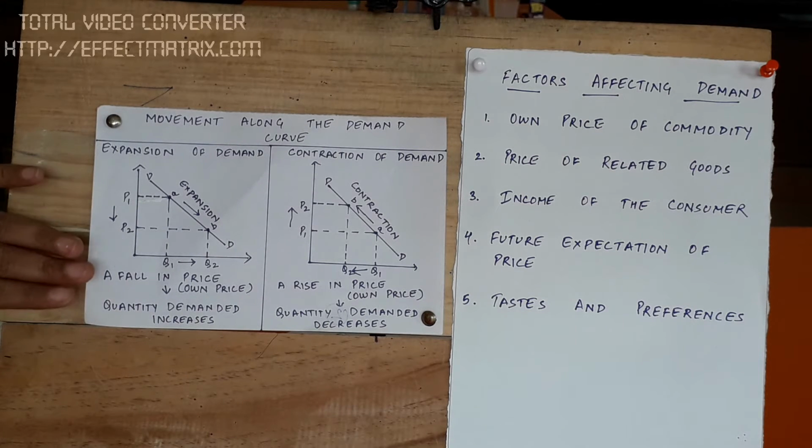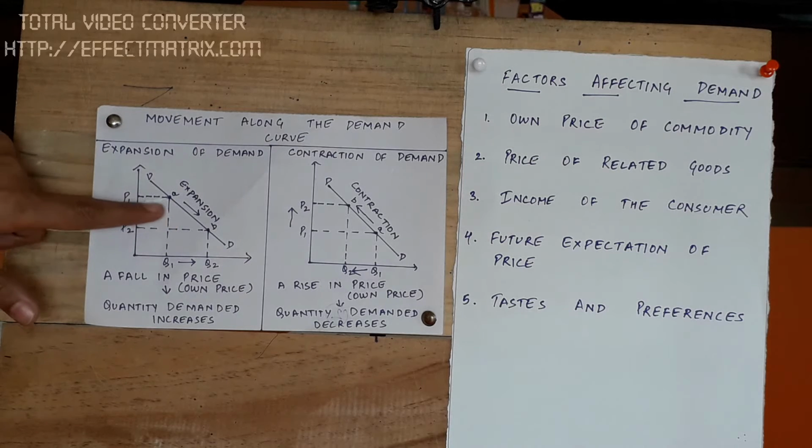Now, here we see movement along the curve. What do you think will happen when the price of the commodity changes? Will it shift the curve or just a movement will happen? We are just saying here that the price of the own commodity has changed. It will not shift. It will just lead to an expansion as seen here.